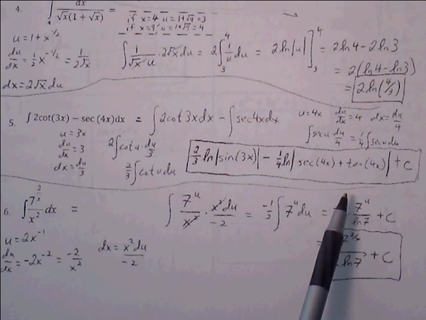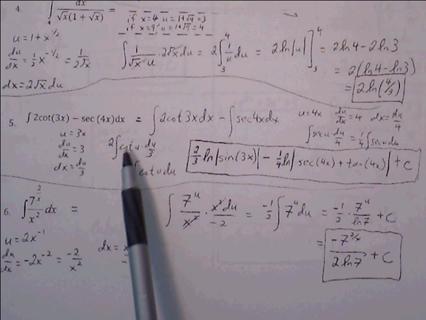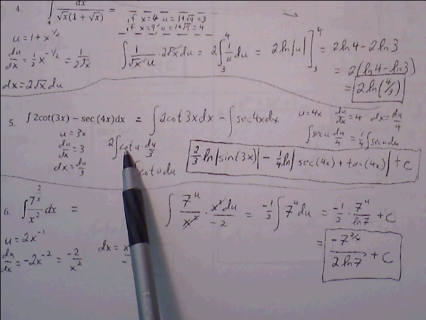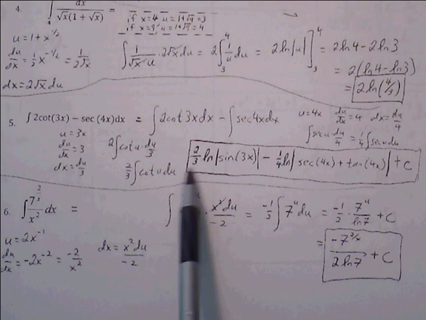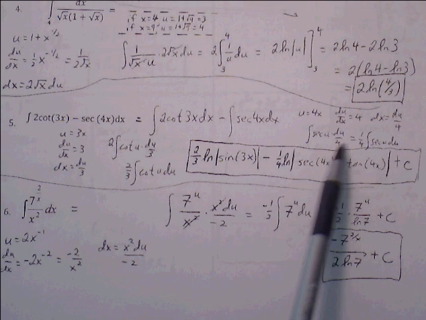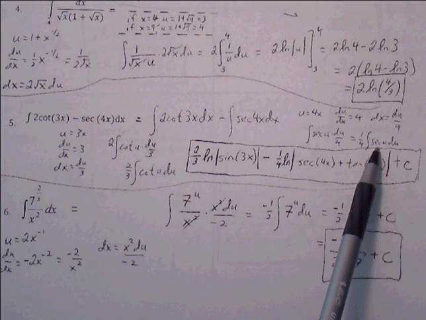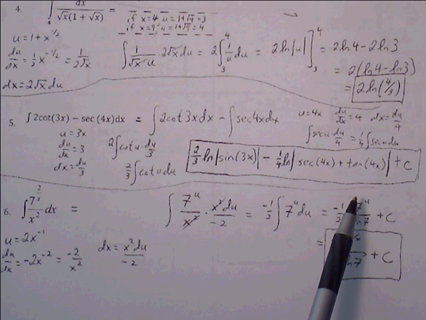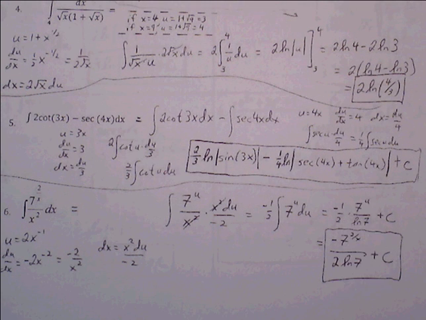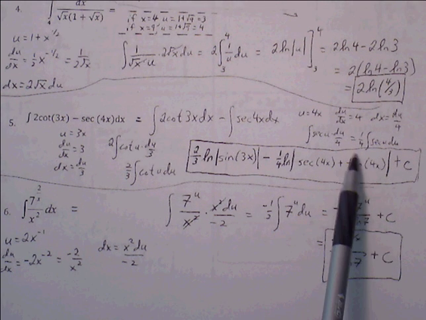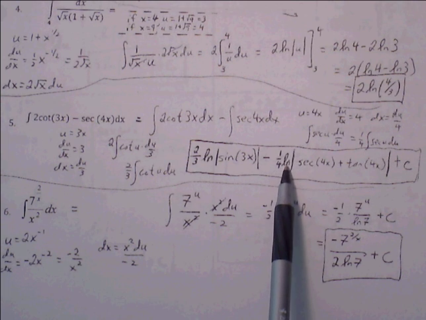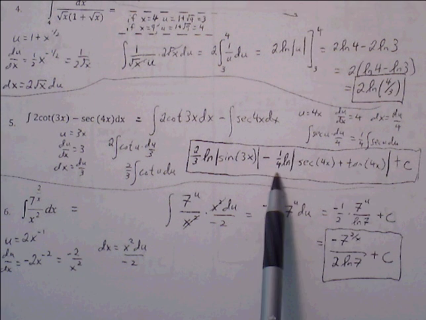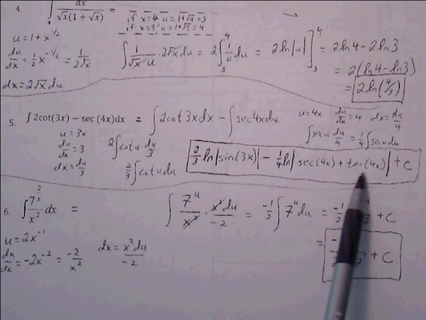So we have a rule for cotangent, which is natural log of sine of u. So 2/3 natural log sine of u minus the integral for secant of u, which is natural log of secant of u plus tangent of u. So we have 1/4 from the coefficient, natural log, absolute value of secant of 4x plus tangent of 4x plus c.